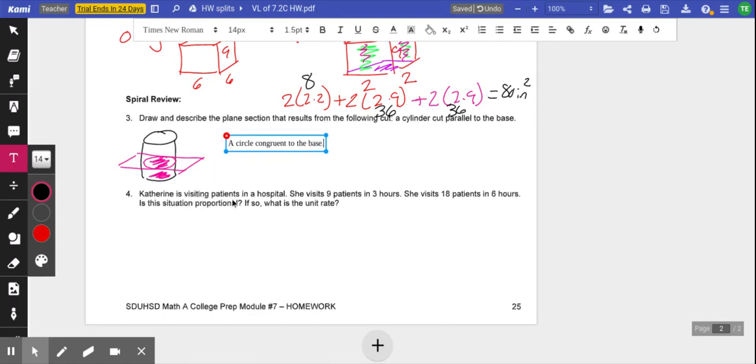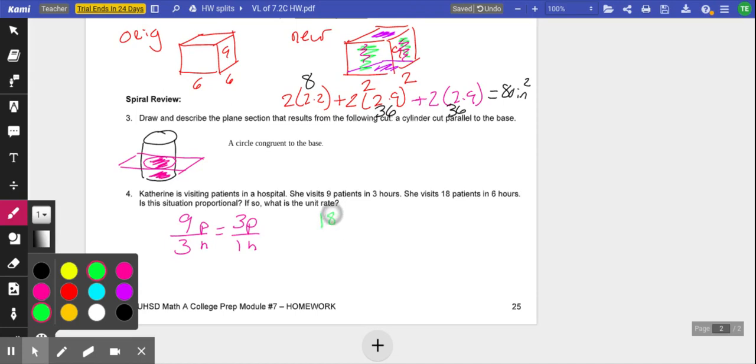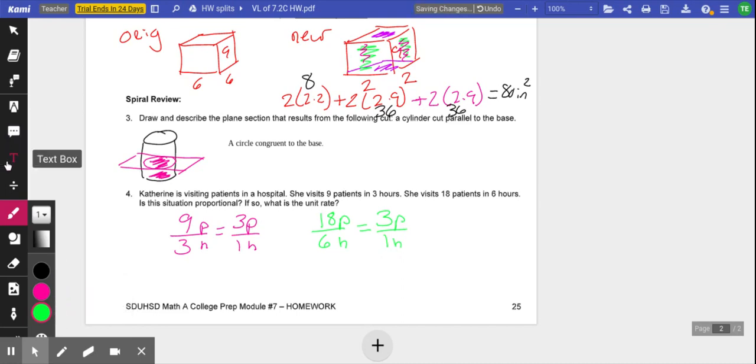Okay, Catherine is visiting patients in a hospital. She visits 9 patients in 3 hours. She visits 18 patients in 6 hours. Is this situation proportional? If so, what's the unit rate? Okay, so let's figure out how many patients per hour and see if it's the same. So 9 patients in 3 hours. Well, that's the same as saying 3 patients in 1 hour. And on the other one, we have 18 patients in 6 hours. We reduce that down. Yeah, that's again 3 patients in 1 hour. So is it proportional? Yes.